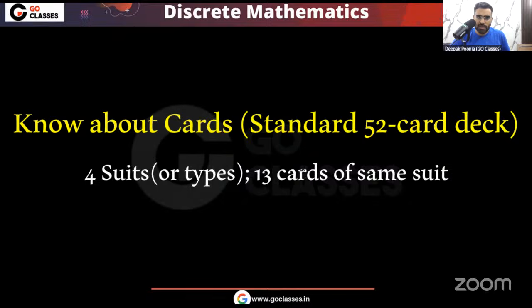Basically, on every card, you have a value and a suit. Every card is made of two things. There is a value and there is a suit.